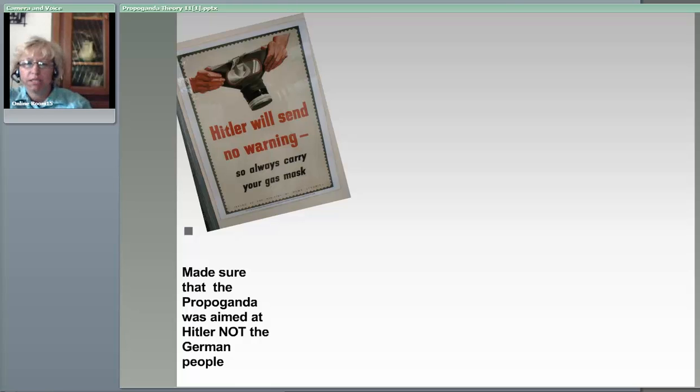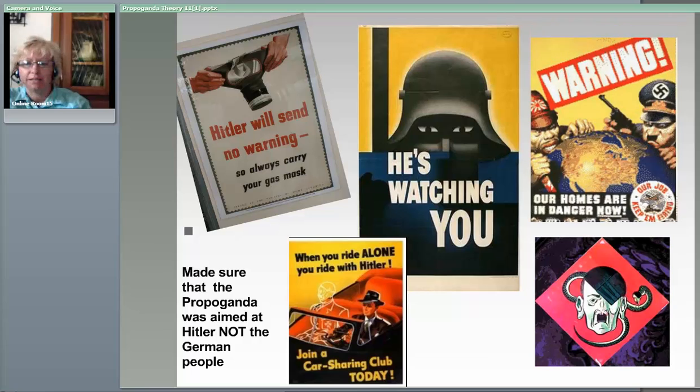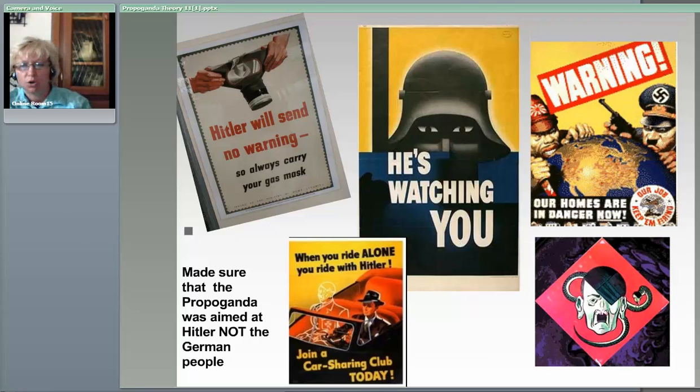Notice this one, Hitler will send no warning. Always wear your gas mask. So they're certainly coupling fear with a sense of hatred. He's watching you. Who's the he? It's Hitler. Notice the picture in the right-hand corner. Very anti-Hitler. The other one at the bottom. When you ride alone, you ride with Hitler. They were trying to get people to carpool. Up in the upper right, our homes are in danger. Notice the picture of Hitler with the gun, and they were very, very anti-Hitler.